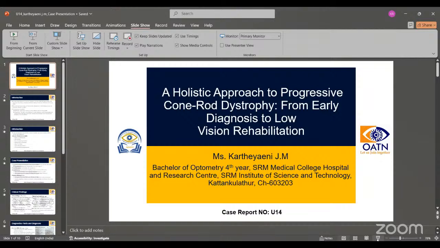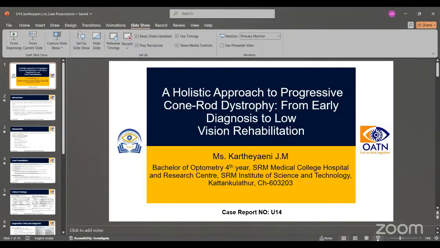Pure cone dystrophy is rare. Cone dystrophy is classified into two types: stationary, appearing in early childhood and remaining stable; and progressive, appearing in late childhood, worsening gradually and involving increased rod dystrophy, leading to cone-rod dystrophy.